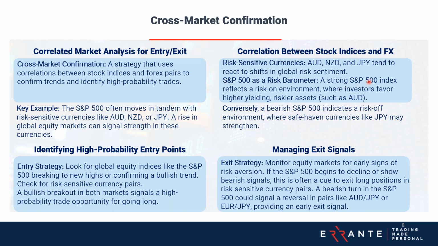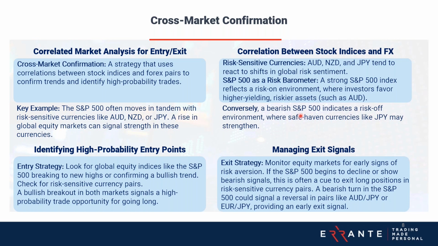The strong S&P 500 index reflects a risk-on environment where investors favor higher yielding, riskier assets such as AUD, which is in correlation with commodity markets. And we know in a risk-on environment, as we have in this example, commodity prices tend to increase in demand.